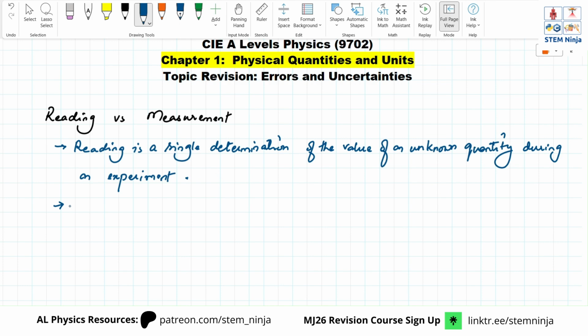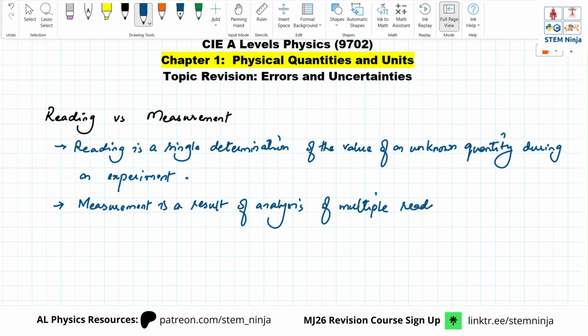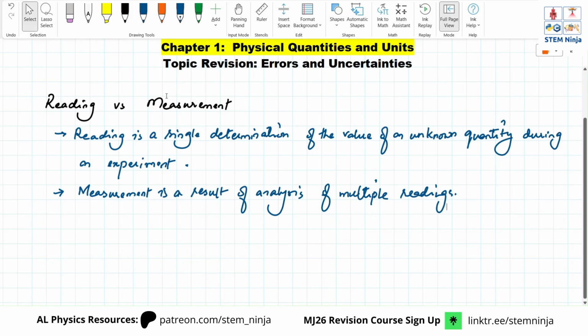But a measurement is the result of a series of readings. So a measurement is a result of analysis of multiple readings. Now, this was just an overview of the difference between a reading and a measurement.